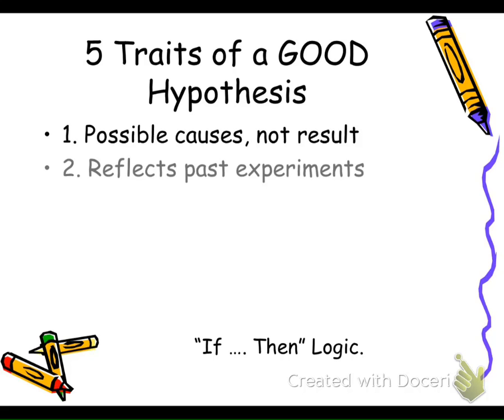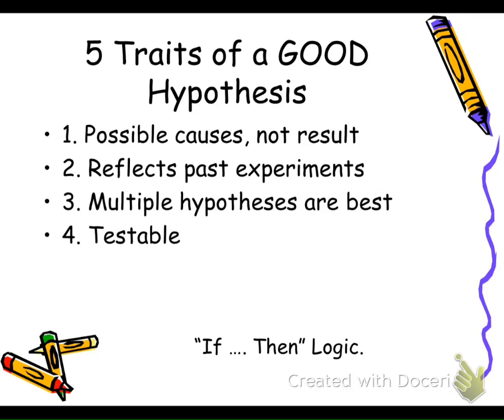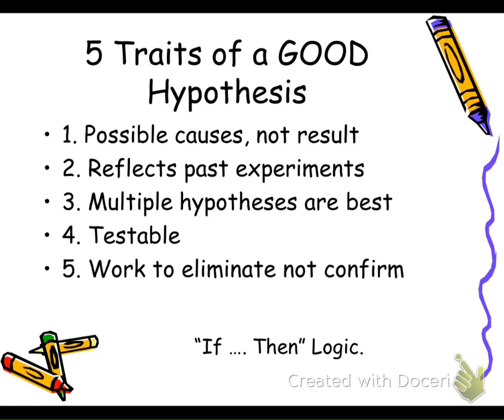So remember, I always talk about making sure you've got your if-then hypothesis. If the independent variable occurs, then the dependent variable will change because of it. Make sure that you always choose the possible causes, not the actual results. Reflect from past experiences. It's a good way to set your hypothesis up. It's always good to have multiple hypotheses. That allows for extra experimentation and truly getting to the best idea. Remember, it always needs to be testable, and then always work to eliminate. Your hypothesis could be wrong, but it's okay.